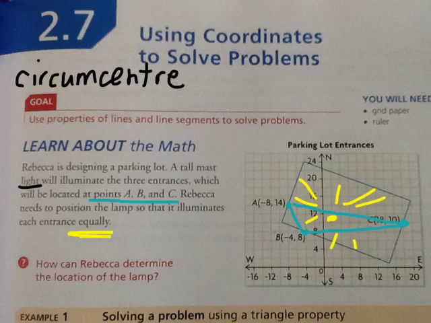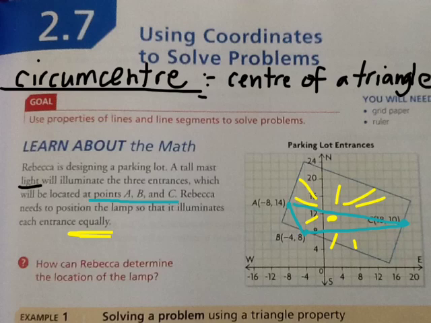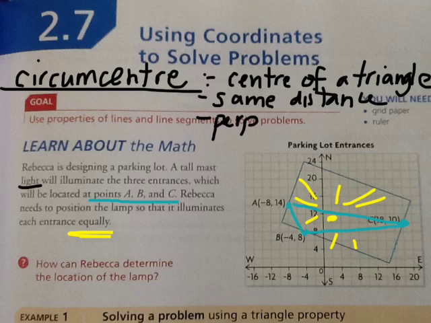Okay, but what meets in the center of the triangle? It's the center of the triangle. It's the same distance from all 3 vertices. And it's actually where all perpendicular bisectors meet. Okay, so what we need to find is the perpendicular bisectors of this triangle, and we have to figure out where they all meet.